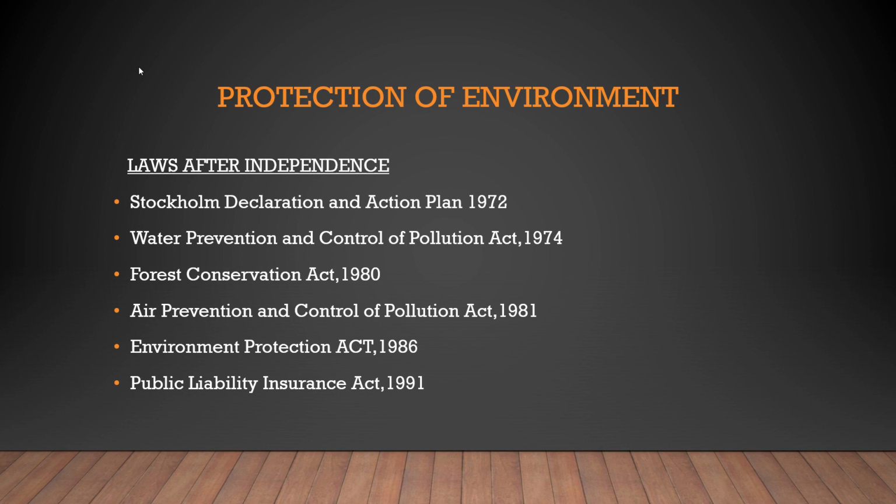Second one, the Water Prevention and Control of Pollution Act 1974. Once the water is polluted, prevention cannot be made. So we have to take prevention before polluting. And also how water can get polluted, these all come under the Water Prevention and Control of Pollution Act. You have studied pollution in detail in module 2, so I don't think you need an explanation now.